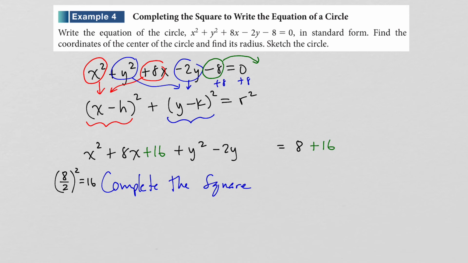And then we need to complete the square on this one to get a perfect square here. To do this, we take the middle number, which is negative 2, divided by 2. And we square that, and that is negative 1 squared, which is 1. So I'm going to add 1 here and add 1 to the other side.